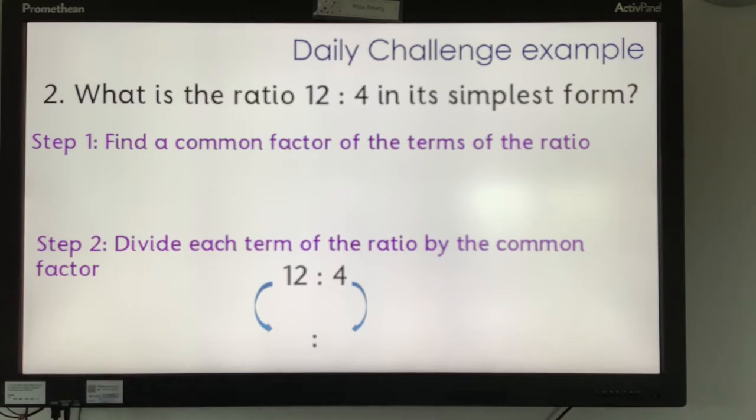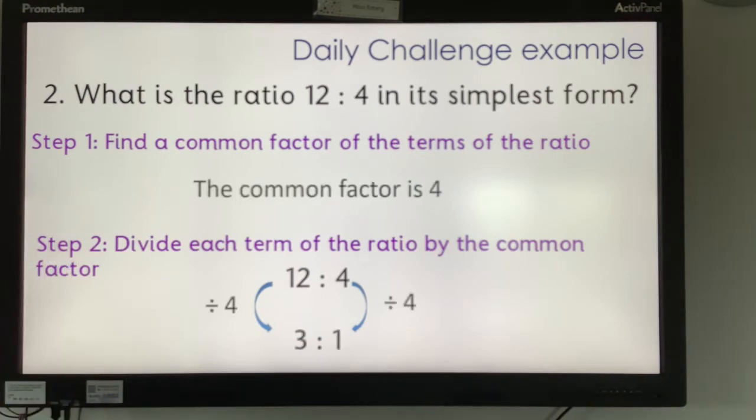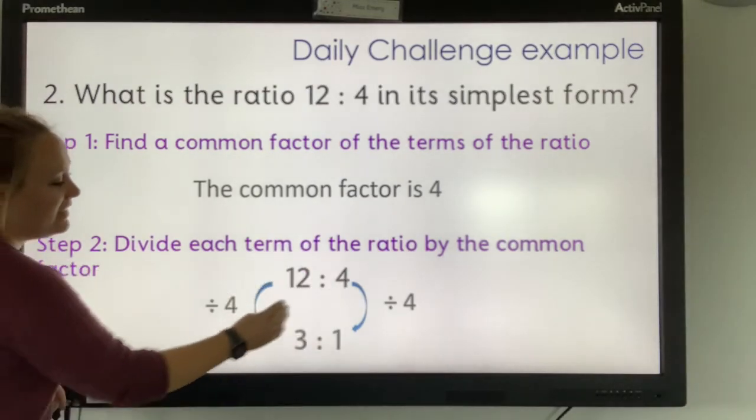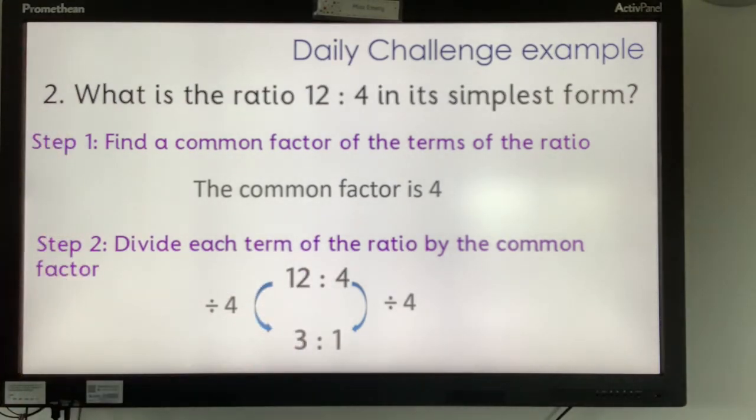What is the ratio 12 to 4 in its simplest form? So now I'd like you to have a quick go yourself. Have a go at finding what the common factor would be and then what the simplified ratio would be. So hopefully you realised that our common factor is 4. So then if we divide each term of the ratio by 4, we end up with 3 to 1. So these ratios are equivalent. However, this is the ratio in its simplest form.